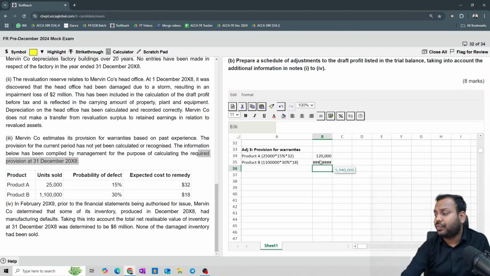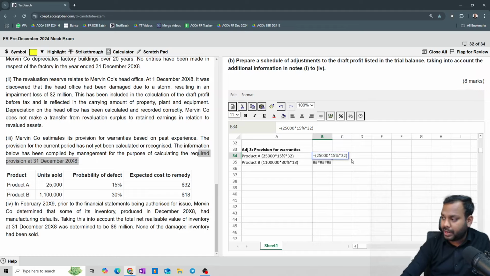But these figures are absolute figures. So we need to convert them to thousands, so I'm dividing it by 1,000.